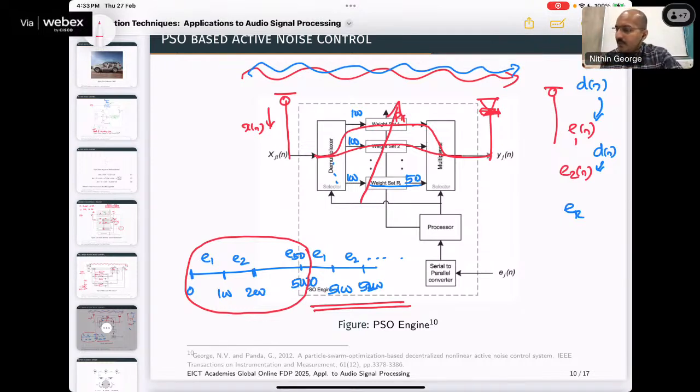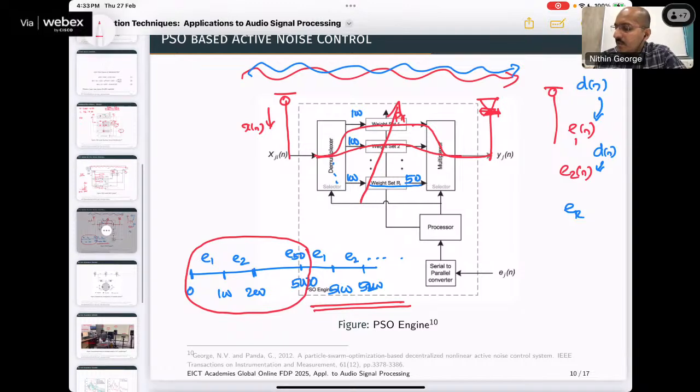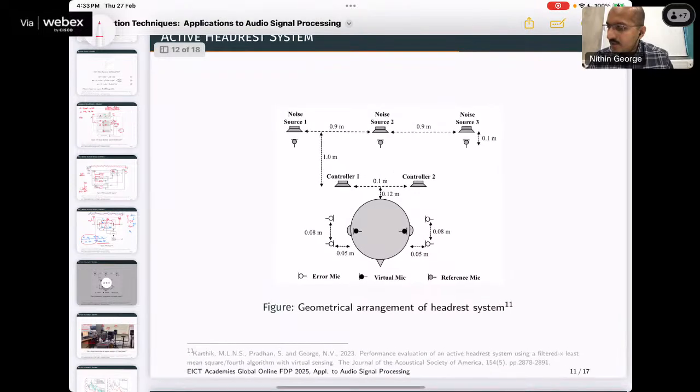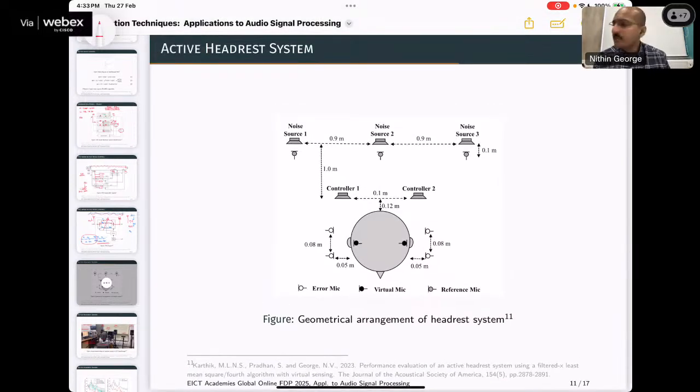Fine. Let me explain how this can be experimentally done, but not the PSO1. PSO1 we have not done. Okay. Let me give you another example of an ANC application, which is called an active headrest system. Active headrest system means you are using an ANC headphone, your noise is getting cancelled, that's okay. But then you want the user to wear the headphone. But now, can I have noise cancellation for a particular user without the user wearing a headphone? That is called an active headrest system.